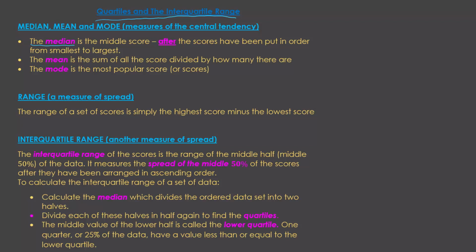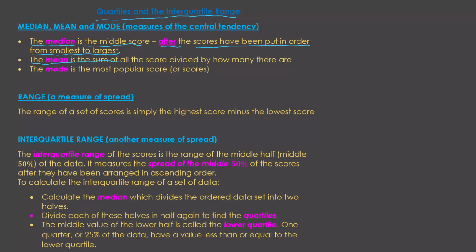The median is the middle score after the scores have been put in order from smallest to largest. Actually, it doesn't matter. They could be largest to smallest. They just need to be in order. But it's normal to put them smallest to largest.